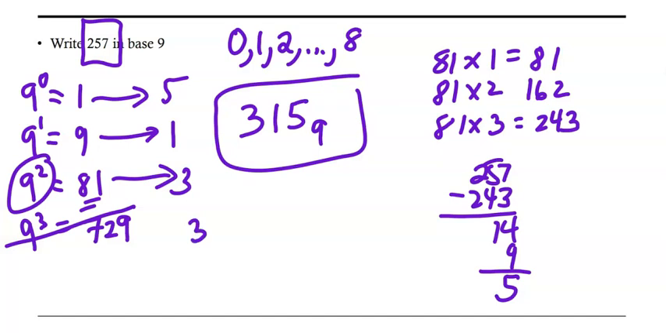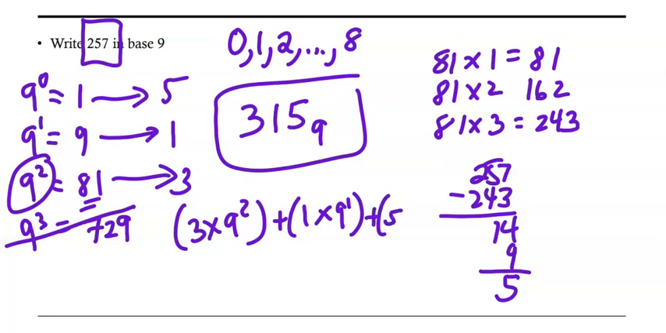Check it. We're going to do 3 times 9 to the second, plus 1 times 9 to the first, plus 5 times 9 to the 0. And that means we would get 243 plus 9 plus 5. And that will then give us our 257. So I hope that's helpful for you. Again, I just think with a little bit of practice, just because it's unfamiliar to you, I think you'll hopefully catch on to how to do these base numerals.